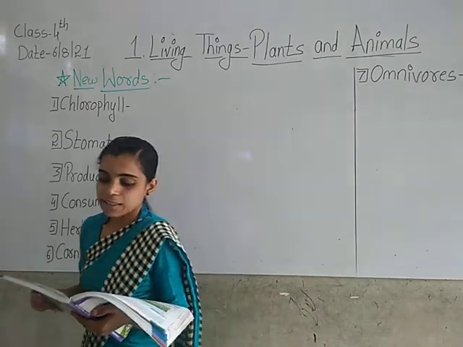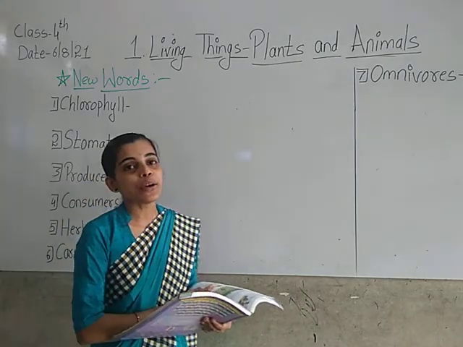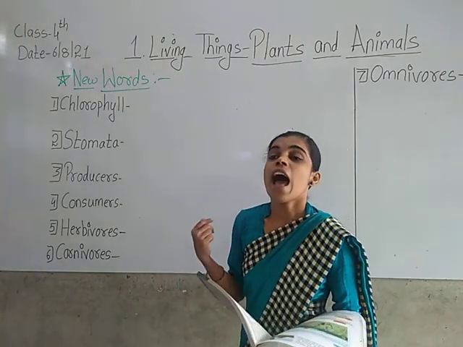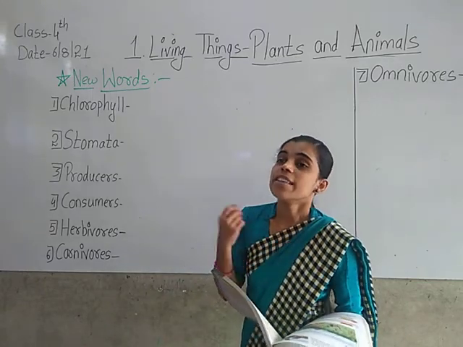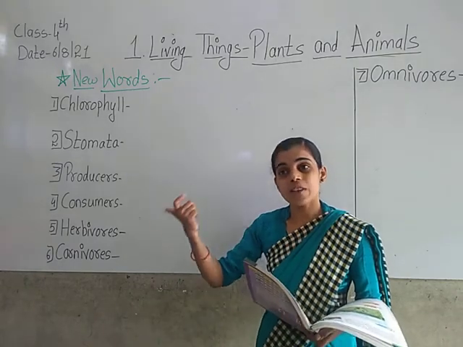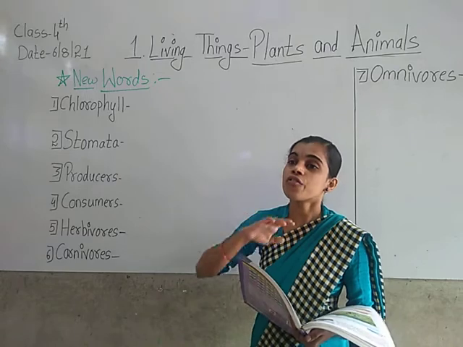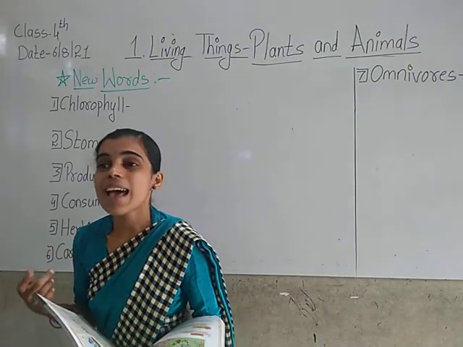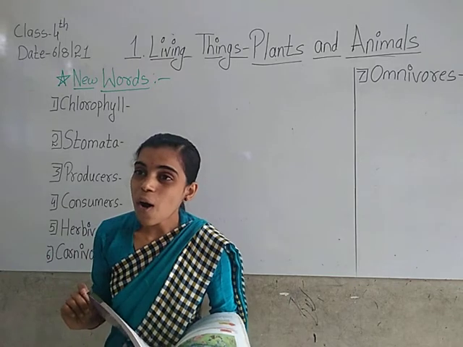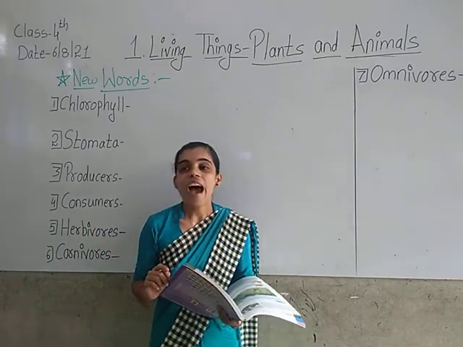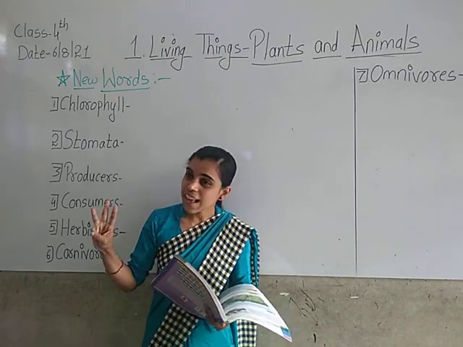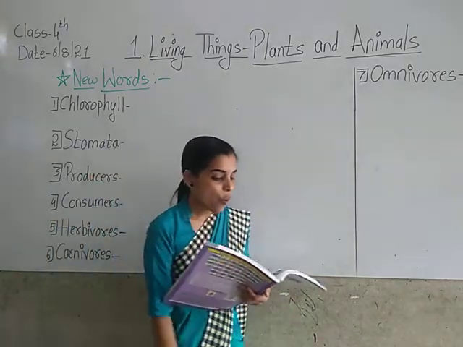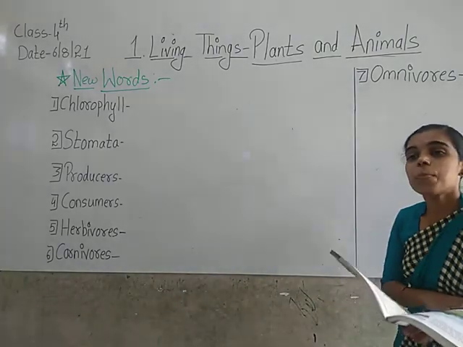Green plants make their own food and are called producers. So, the plants and the trees, they prepare their own food. And who prepares their own food? They are called producers. Producers means preparing their own food. The plants and trees prepare their own food with the help of sunlight, air and water. With these three things, the plants prepare their own food.